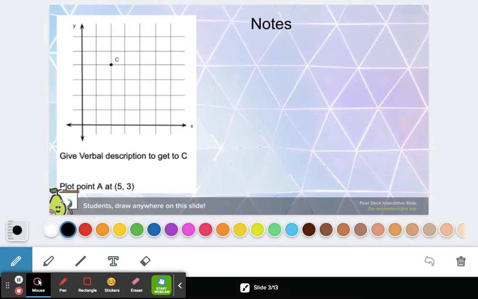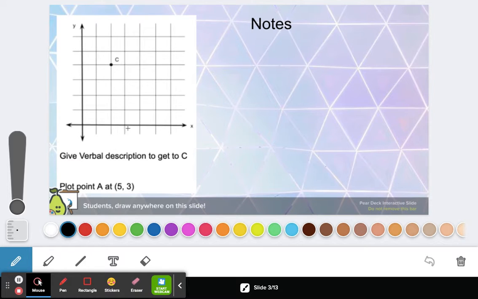Okay, hey everyone. So we're going to go over the notes really quick. We're going to go over graphing on the coordinate plane. This is part of my graph of the coordinate plane. Okay, so we see here that this one is called my x-axis, right? And this one's called my y-axis.